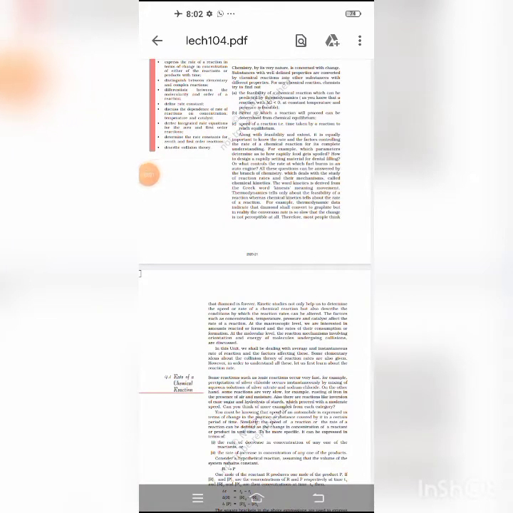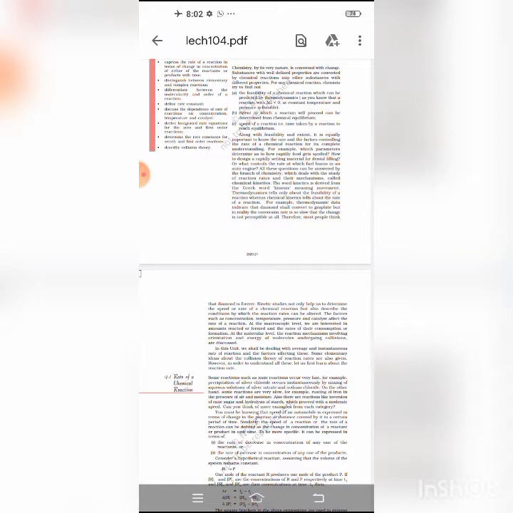Students, in your chemical kinetics chapter, the theory portion is less than the numerical portions. Before solving the sums, let's just revise the theoretical portion. Okay. Chemical kinetics is the branch of physical chemistry which deals with the study of the rate of chemical reaction and the mechanism by which the reaction occurs.